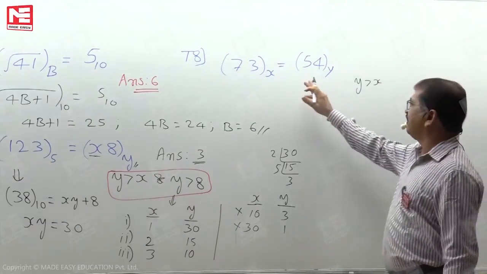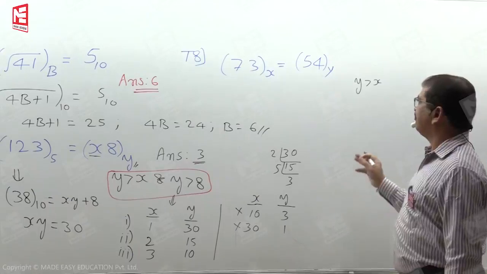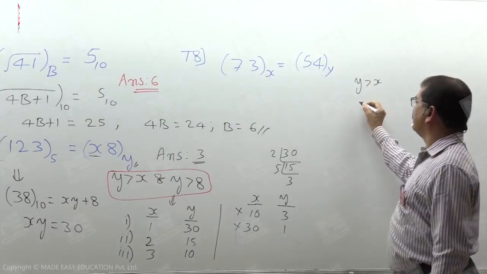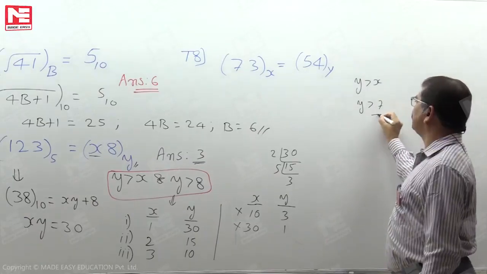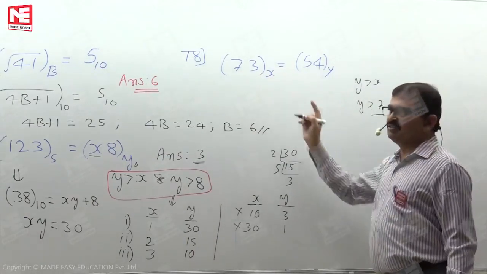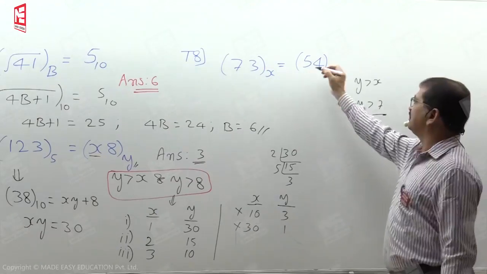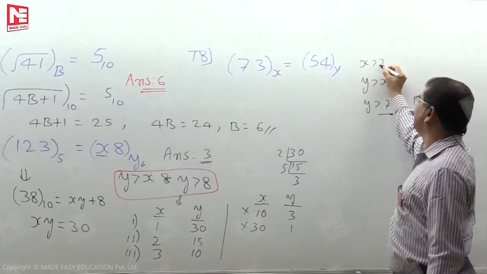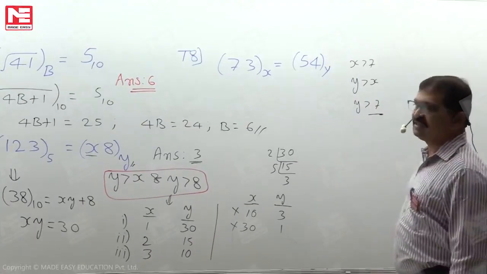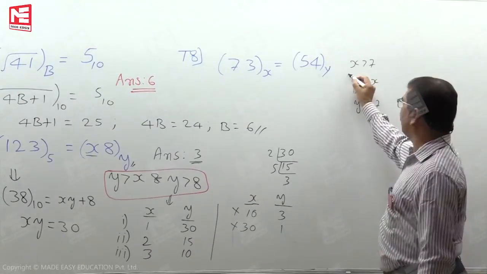So y is greater than x means y must be greater than 7 by default. Y must be greater than 7. The reason is, based on this, x is greater than 7. Once x is greater than 7, y also must be greater than 7 because y must be greater than x.